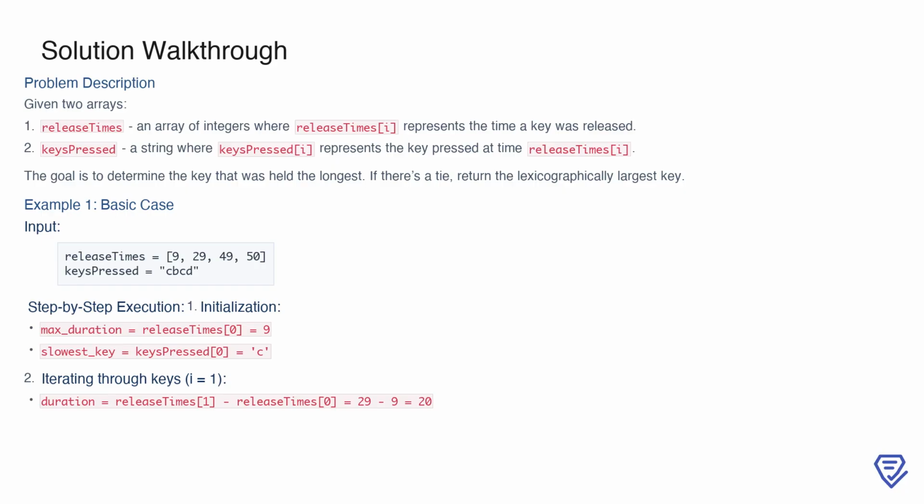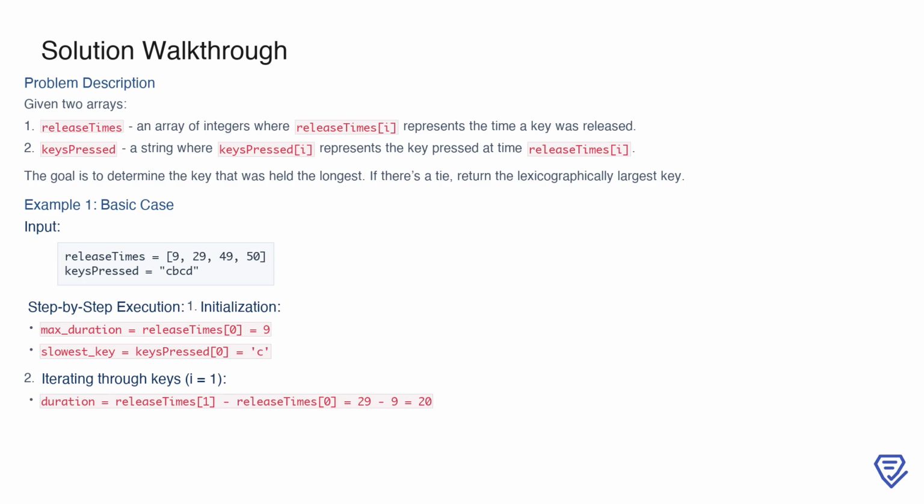Here, the release_times array is 9, 29, 49, 50, and keys_pressed is CBCD. Initially, we set max_duration to the first key's duration, which is release_times[0], giving us 9. The corresponding slowest_key is the first key, C. Now, we iterate through the remaining keys, starting with i equals 1, where we calculate the duration for the second key as release_times[1] - release_times[0], which is 20.